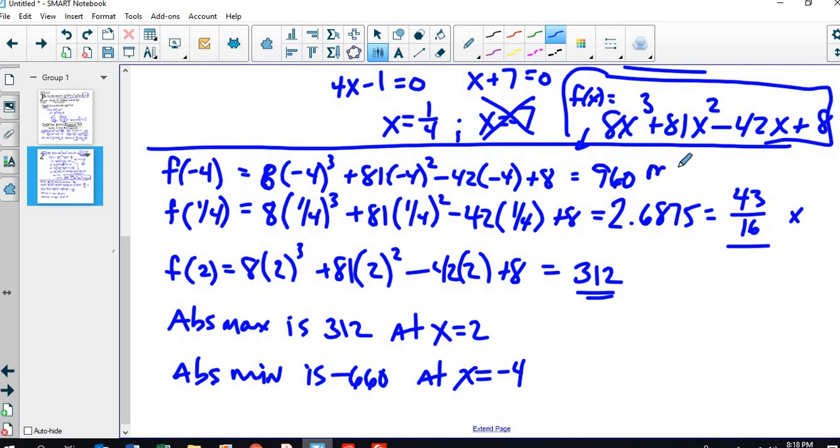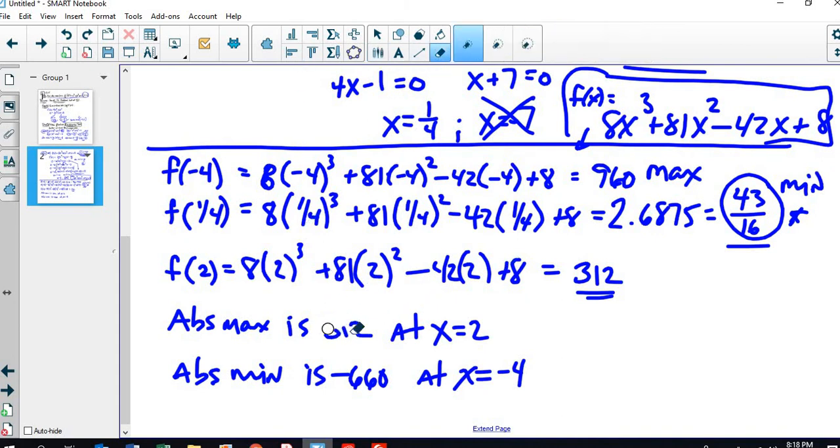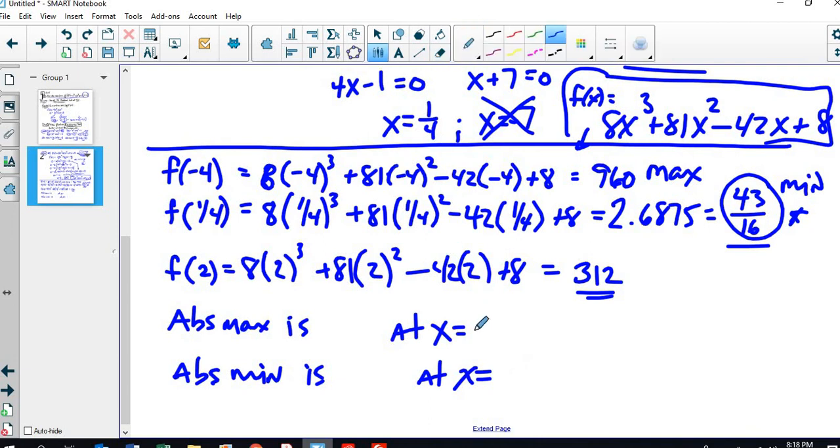And so that is actually our maximum right here, and this guy is our minimum right here. So our absolute maximum does not happen at 2, but it does happen at -4, and we get a value of 960. The minimum is 43/16, and that is a minimum that occurs at 1/4.